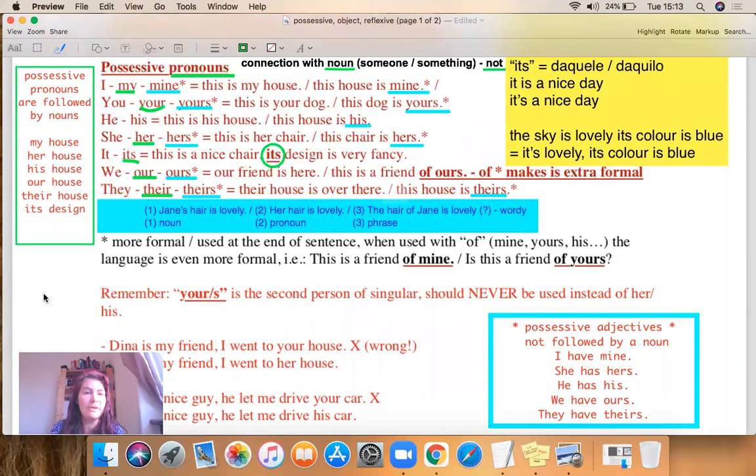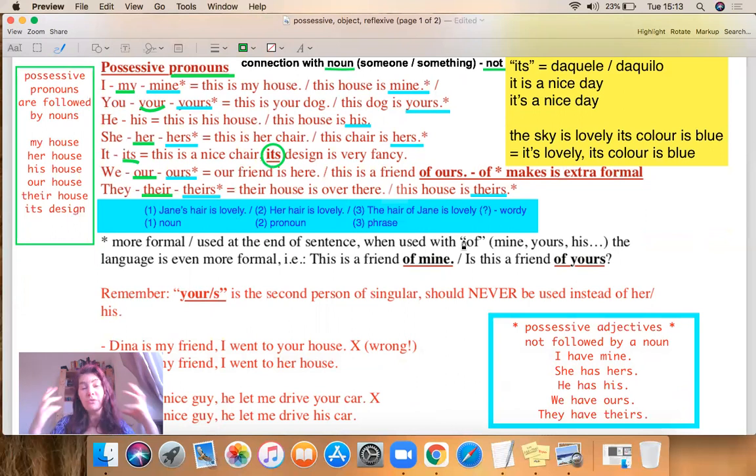One more final thing I want to mention before we go is that we have different ways of using the possessive. For example, Jane's hair is lovely. I have the apostrophe there. So the hair belongs to Jane, it is Jane's hair. Okay, Jane's hair is lovely, or her hair is lovely. So here we have the pronoun, her hair is lovely.